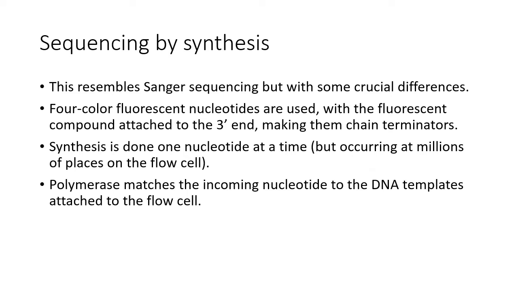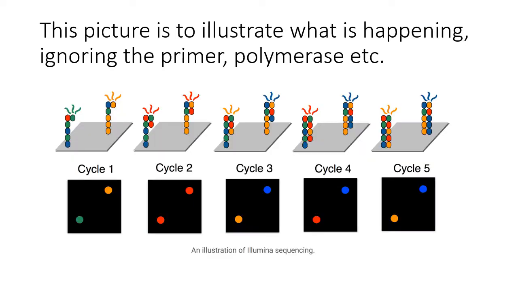Importantly, these are reversible chain terminators. They terminate once in order to see what happened in that particular step of the reaction, but then they are removed so that subsequent additions can be made to the same DNA molecule. So this is a crucial difference.